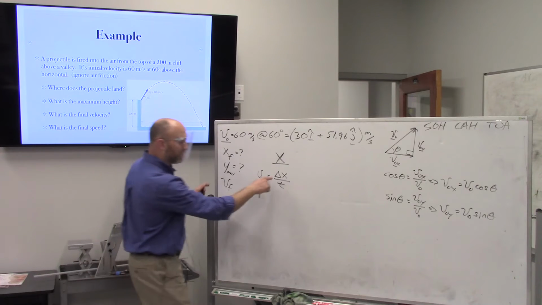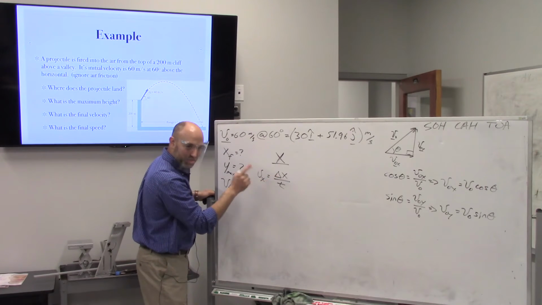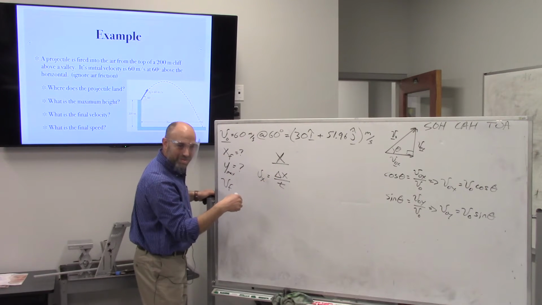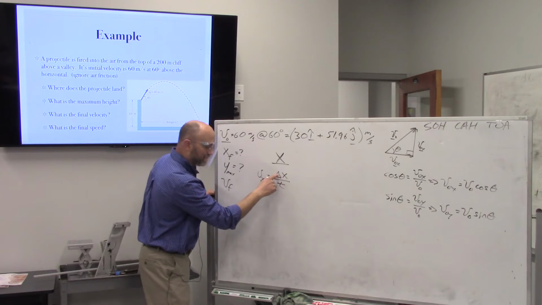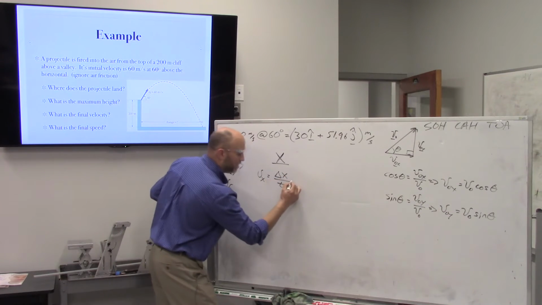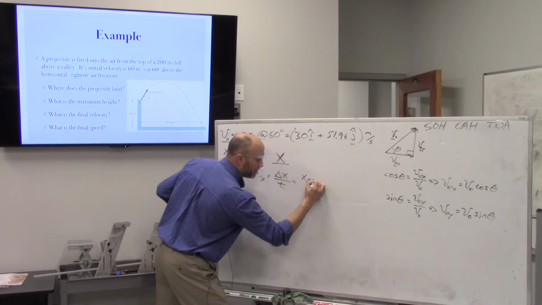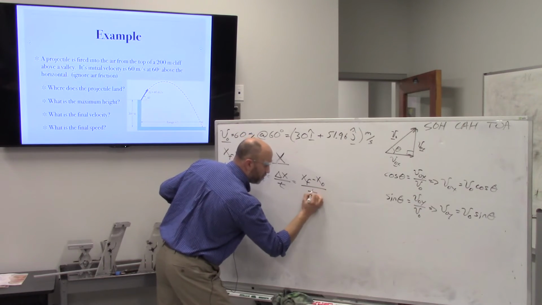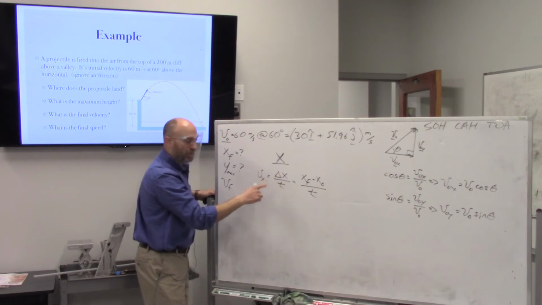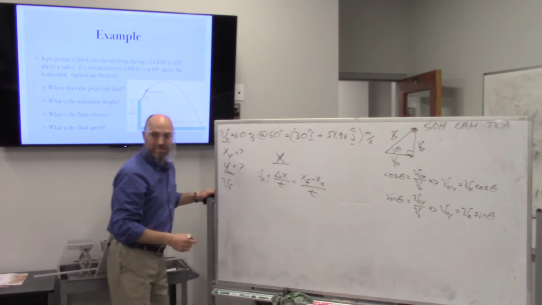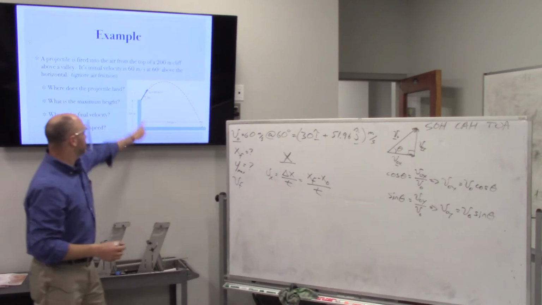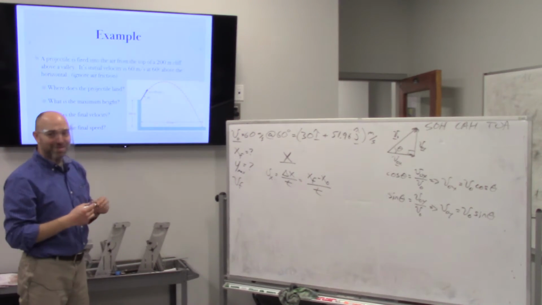The initial one is zero. Yeah. What does delta mean? Change. Change, which means what? Final minus initial. So in this case, it's final x minus initial x. So this is going to be x final minus x initial over time. That's what the triangle means, right? But what's x initial? Look at your graph. Where does it start?